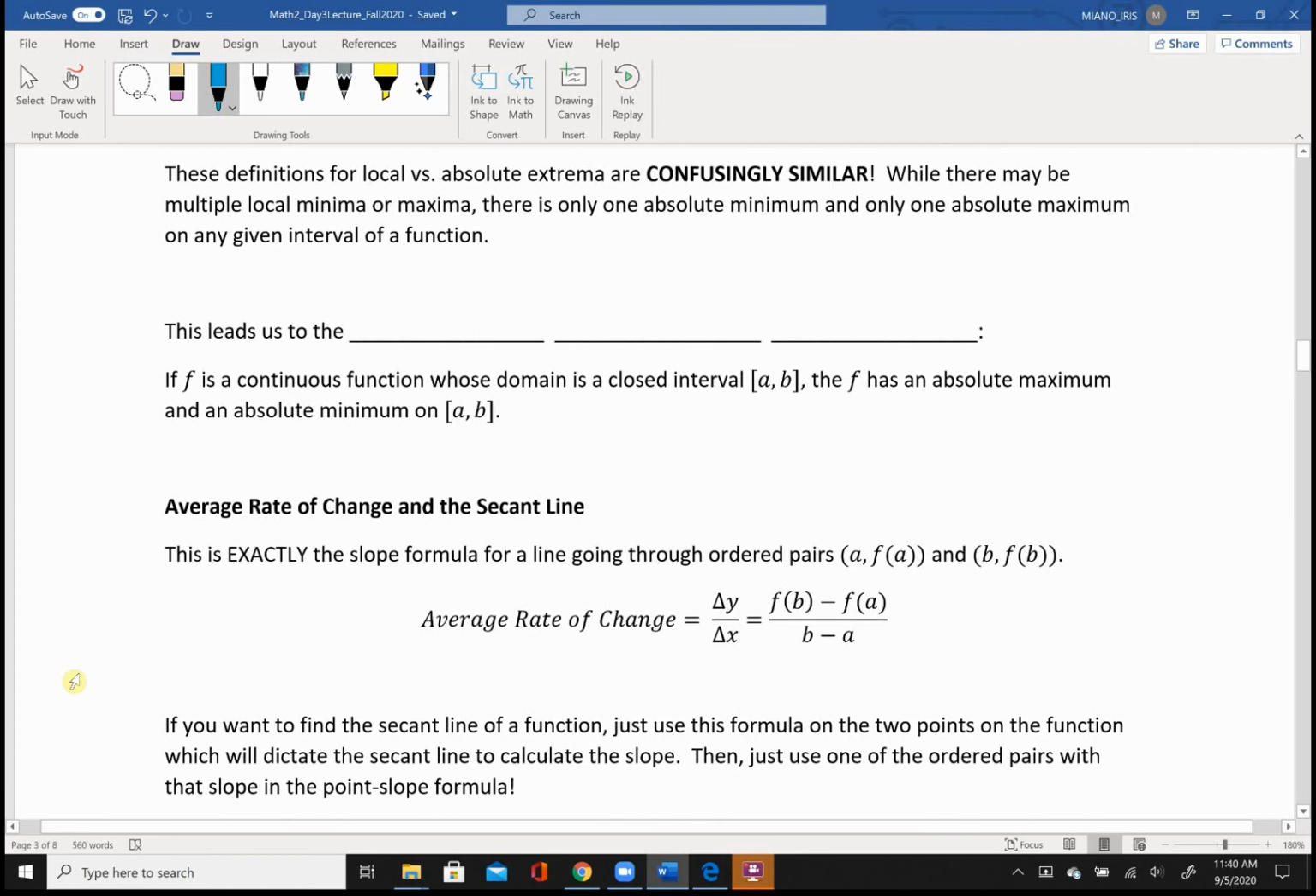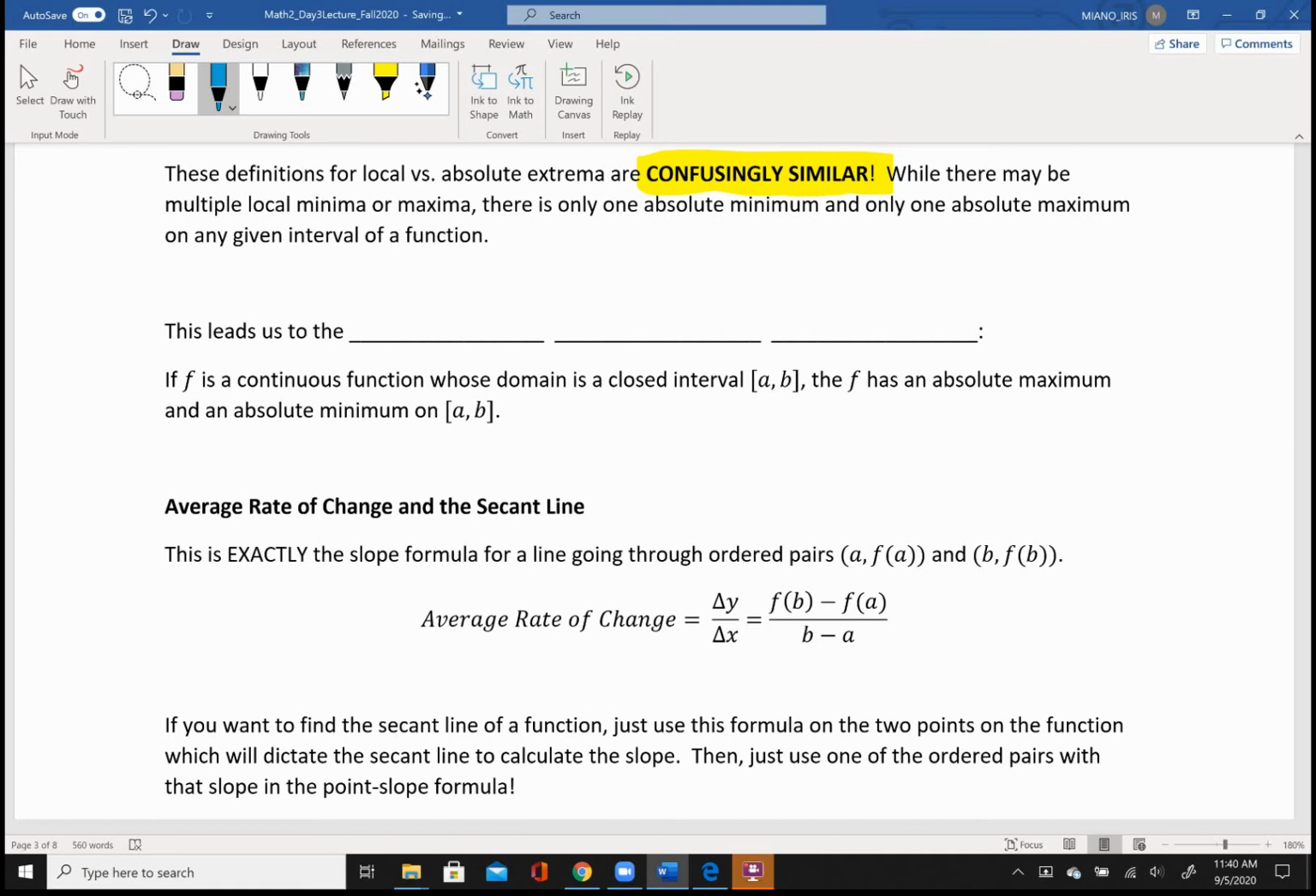We're going to see some pictures in just a moment. I just wanted to address what I find to be confusing about the formal definitions and how they are, here I'll highlight it, confusingly similar. But really the thing you'll want to just keep in mind is that there can be local maximums and minimums, several of them, but there's only one absolute. Okay, that's the main difference between those two terms.